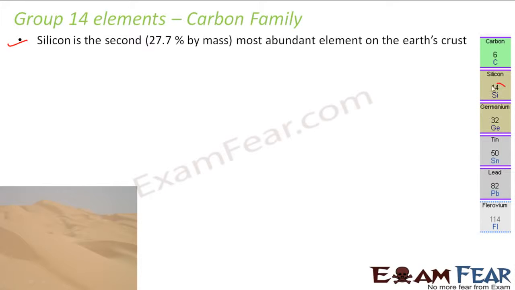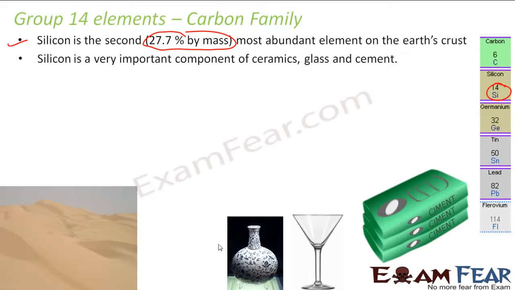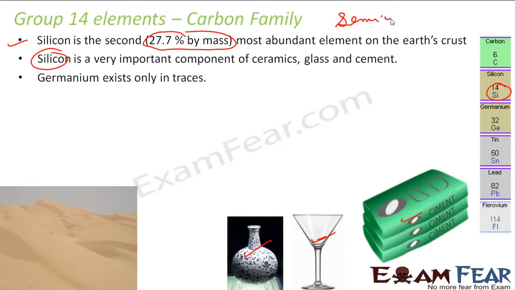Silicon is also part of the carbon family, and all the sand is nothing but silicon, and it is very abundant. It is the second most abundant in the earth crust, 27.7% by mass. And it is very important for creating ceramics, cements, glass. They are very critical to create this. And silicon is also used to create semiconductors. Silicon is very useful for semiconductors, and this is something which is driving the world now.